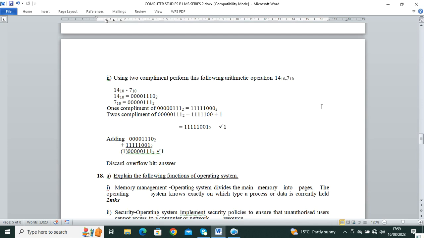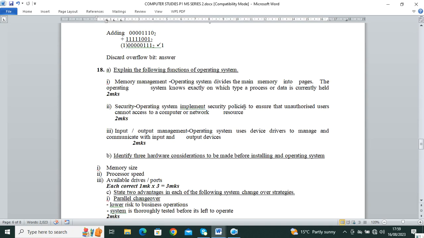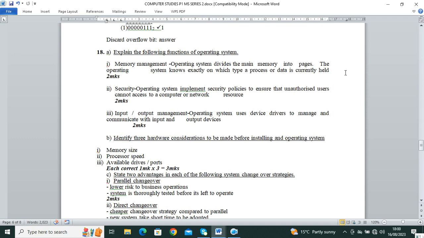Then we also have using 2's complement, perform this arithmetic. Remember, guys, when dealing with 2's complement or 1's complement, you deal with the negative part, so you don't touch the positive part. Rather than converting it to binary or giving it 8 bits, you don't really work on it. So the next point is: explain the following functions of the operating system. This is a form 1 topic, but some teachers teach it in form 2 as the first topic. So guys, you're supposed to give memory management, security, input, output, such.